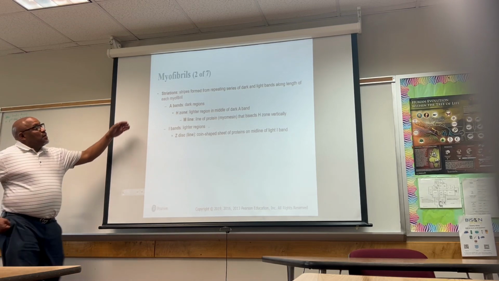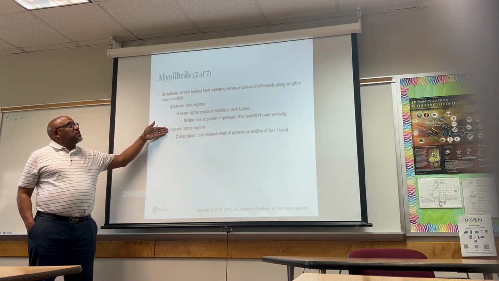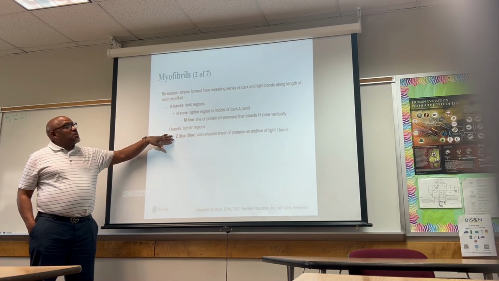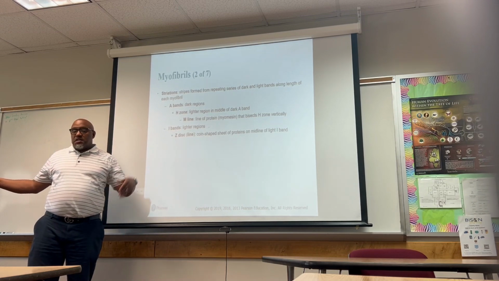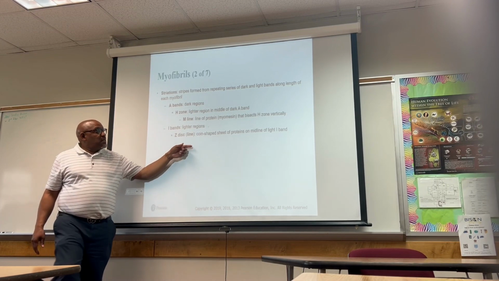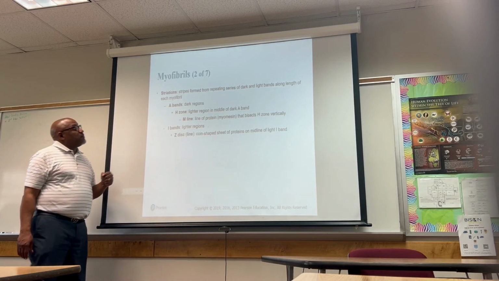Dark bands are dark regions, light bands or I bands are lighter regions. There's also what's called an H zone, an M line, and a Z disc that we'll see in just a minute. The distance between two Z discs is one sarcomere. We'll see that in just a minute.